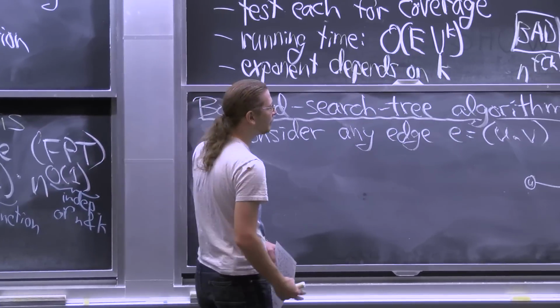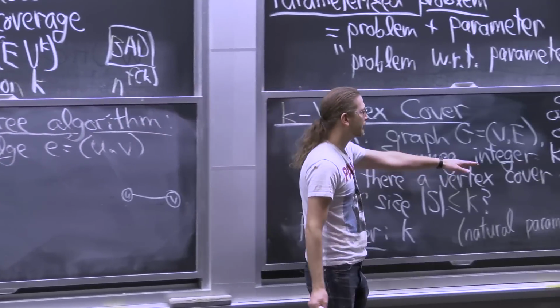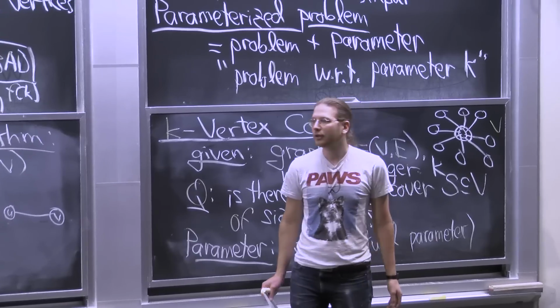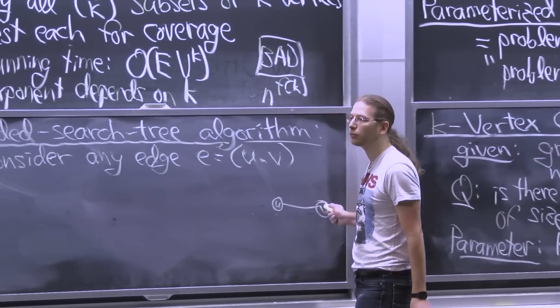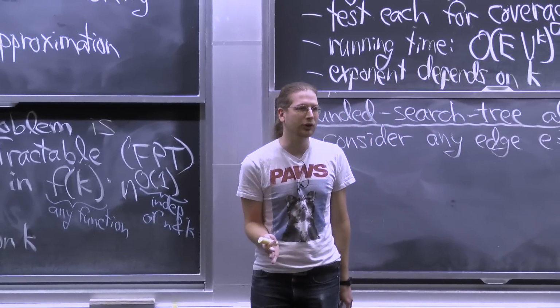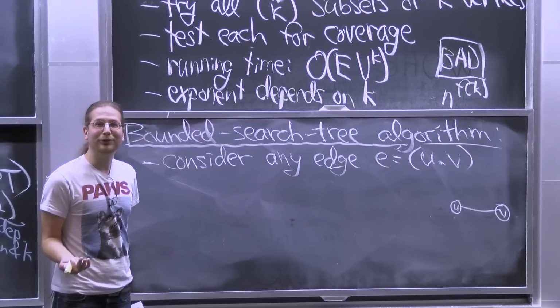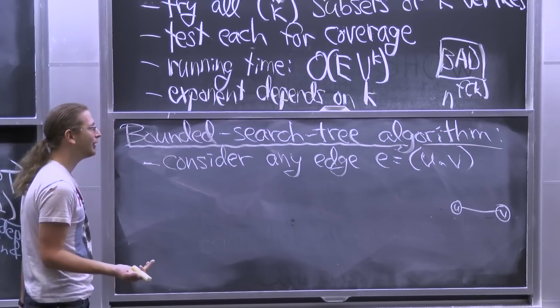One of those vertices has to be in the cover. Either U or V or both are in S for that edge to be covered. Now, for the 2 approximation, we just put those both in. Here, we can't afford to do that because we want an exact solution. So we'll try both options. We don't know which one belongs. Let's guess.